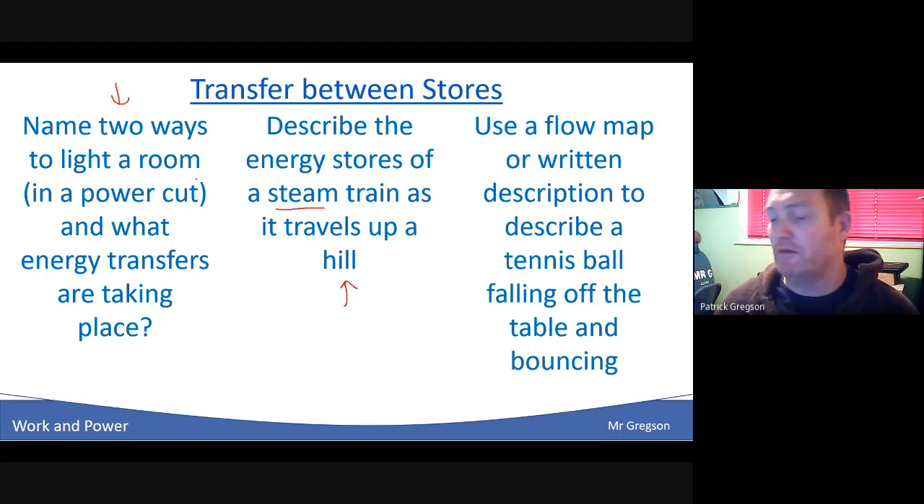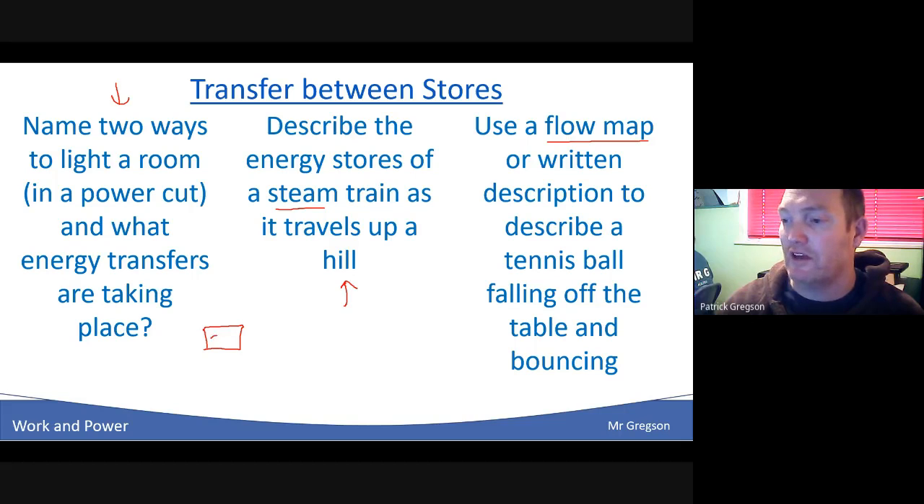A flow map, if you've not come across a flow map, and I apologize if you know exactly what a flow map is, but bear with me, some people don't. So a flow map is when you might have, let's say, chemical in here, and then it's going to transfer into kinetic energy. Oh, sorry. That's going to transfer into GPE. And all that flow map does is lay out.